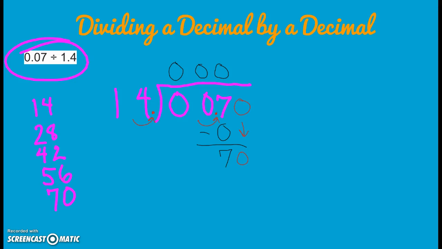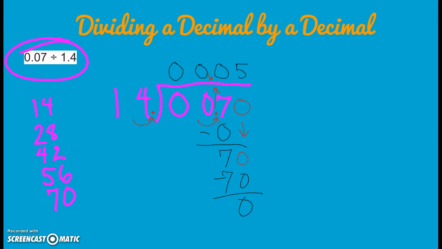We get 70. That means that 1, 2, 3, 4, 5 times 14 equals 70. I subtract, I get 0. Oh, look at that. I check it. I am all done. Oh, wait. Hopefully you were screaming, wait, because we need to move this decimal point up. We move it straight up into the place value where it was at before.